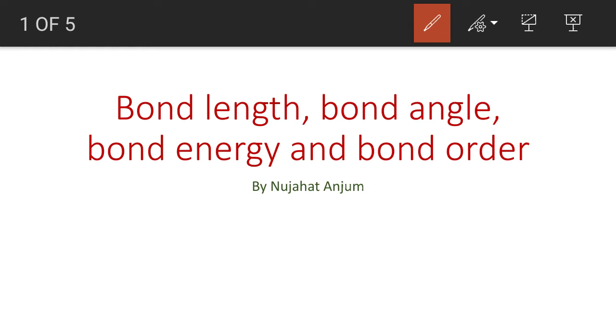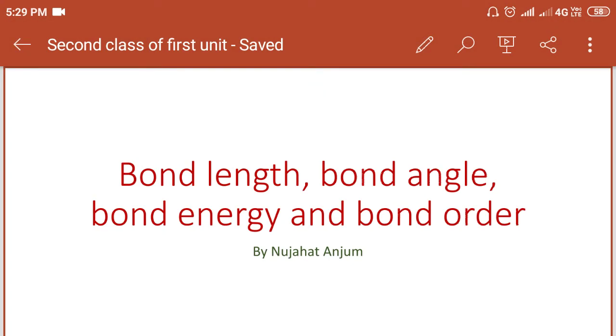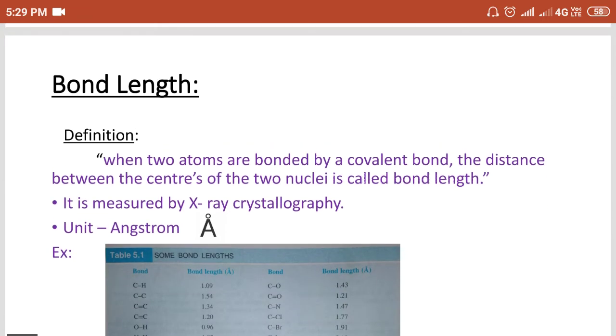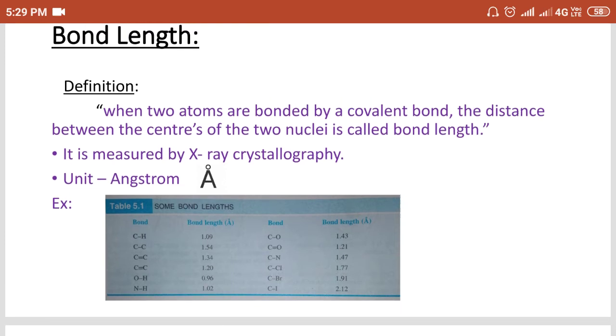Okay, now we will discuss today's topics. The first topic is bond length. The definition of bond length: when two atoms are covalently bonded with each other, the distance between the centers of the two nuclei is called its bond length.